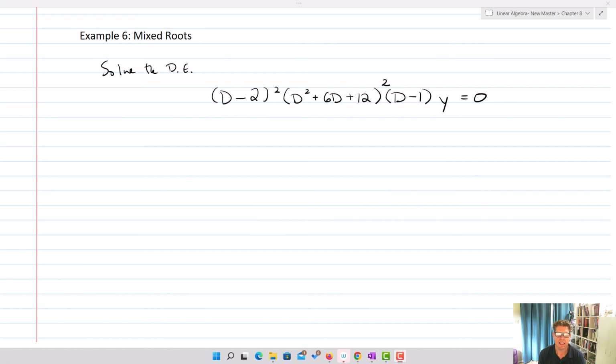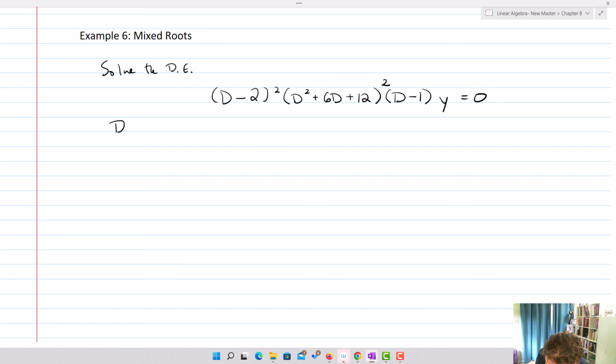So let's solve the DE. We've got (D - 2)^2 (D^2 + 6D + 12)^2 (D - 1) y = 0. And now what we've got is mixed roots. We're going to have repeated roots, we'll have complex roots, and we will also have some unique roots.